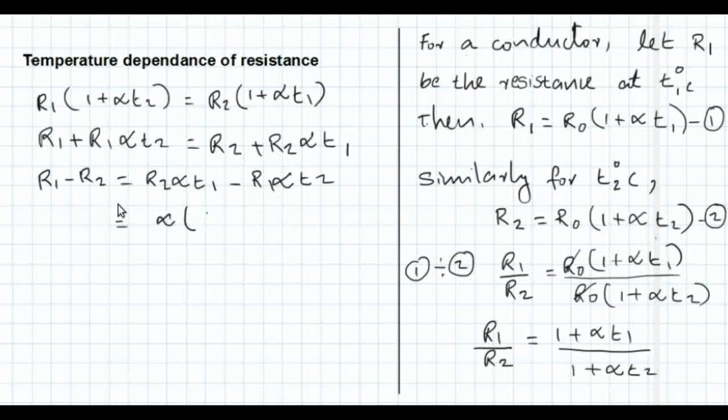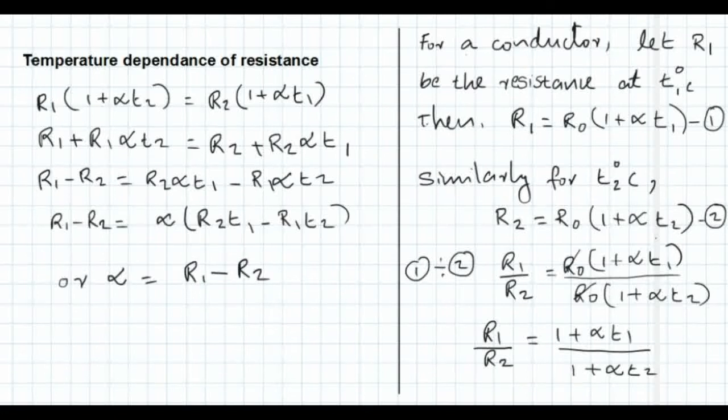So R1 minus R2 is equal to what? Here alpha is a common term. Therefore it is alpha into R2 T1 minus R1 T2. That is the value of R1 minus R2. From this we can find the value of alpha. And we can see that alpha is equal to R1 minus R2 divided by R2 T1 minus R1 T2.